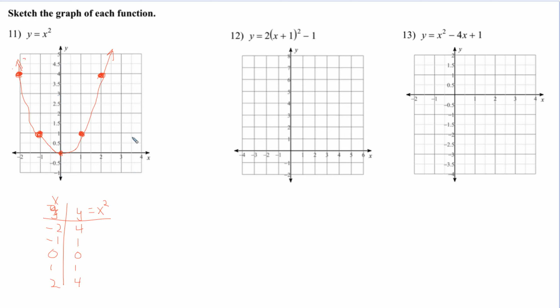So really when we're graphing our other ones, we're going to actually find the vertex, graph a couple points to one side of it, which will help us find a couple points on the other side of it. So let's talk about this one.